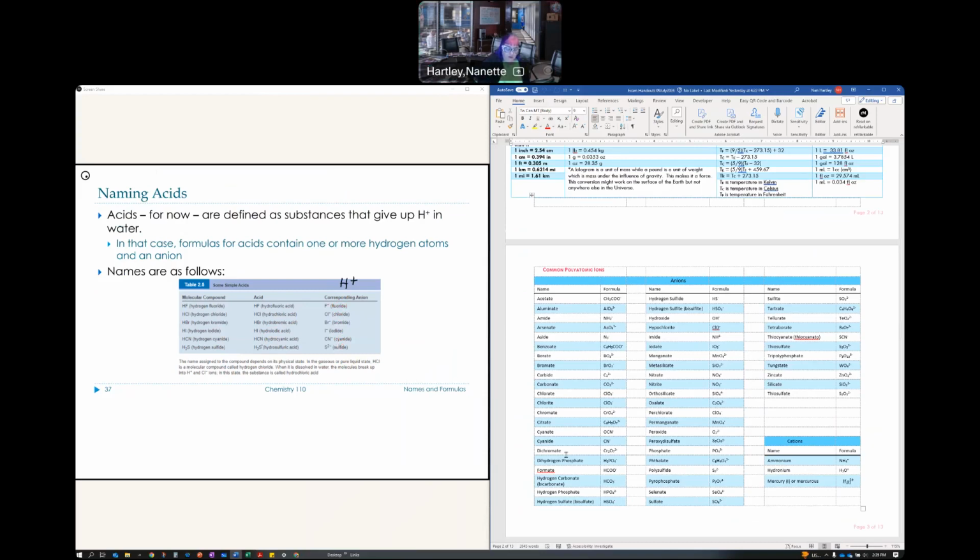So hydrogen fluoride becomes hydrofluoric acid. Hydrogen chloride becomes hydrochloric acid. So that's the nomenclature on those binary acids. I will expect that you can name the binary acids. Okay.